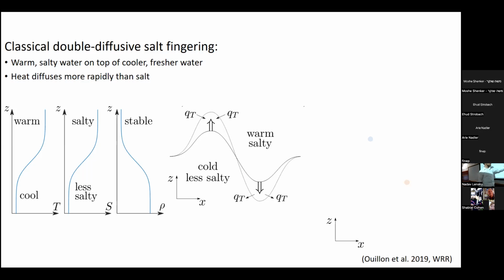It's called double diffusion salt fingering. So this is a kind of physical sketch, two-dimensional. We have a perturbation that is growing for some reason. What is the reason? That's where double diffusion comes in. So we have a fast diffusion of temperature and slow diffusion of salinity. And the difference is two orders of magnitude.